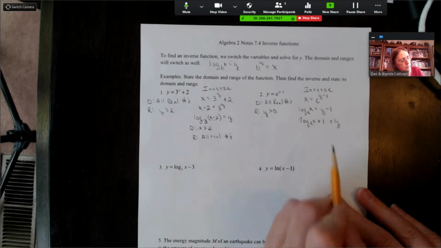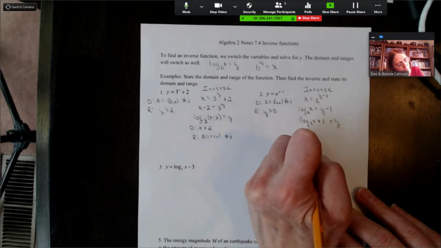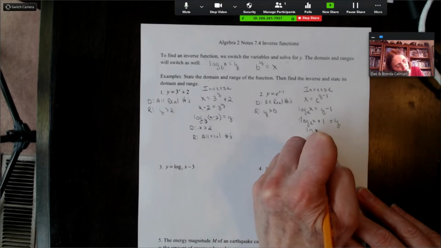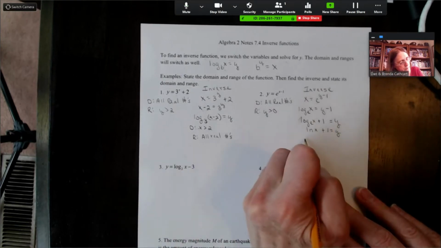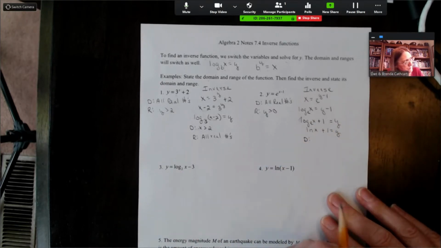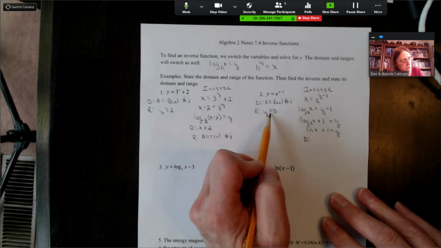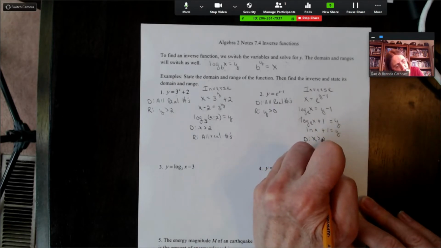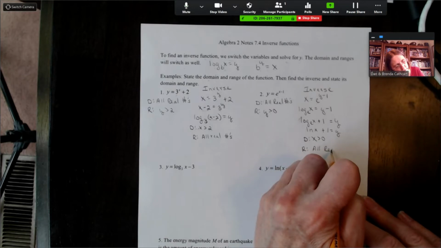Now, when we have log base e, that's our natural base, so we frequently write it using ln, or log natural of x plus 1 is equal to y. Domain, this switches from our exponential, so our domain is going to be x greater than 0 instead of y greater than 0. Our range is going to be all real numbers.